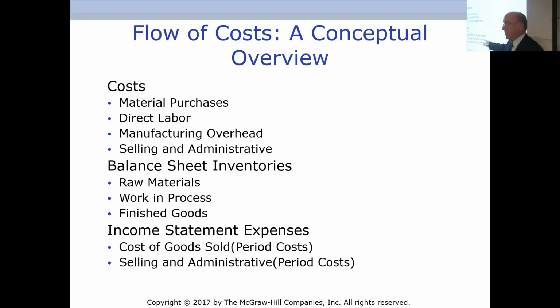Because cost of goods sold is not a period cost. Again, a period cost is deducted at the end of the period. The product cost is deducted when the product is sold. So there's a mistake on this slide for cost of goods sold. It should not say period cost. It should say product cost.